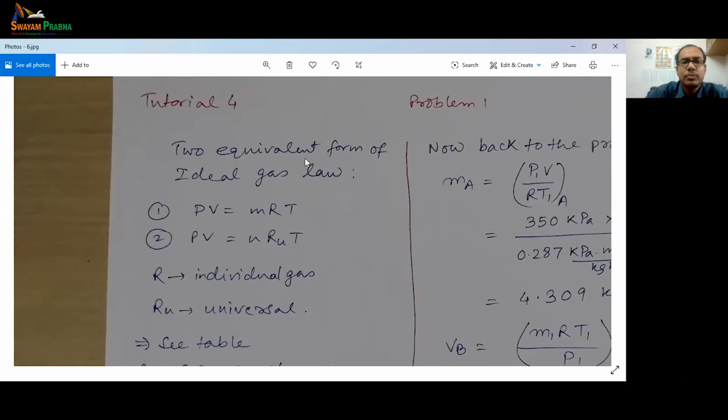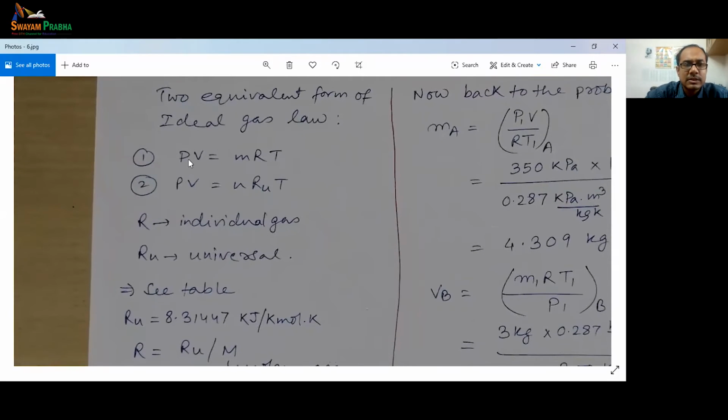So there are two equivalent forms of the ideal gas law. This you have known from your school level physics. The first one is pressure times volume equals mass times the gas constant, designated as R, times the temperature in absolute scale. So PV equals mRT, that's a possible form. And the second form is PV equals nRuT. Ru stands for the universal gas constant.